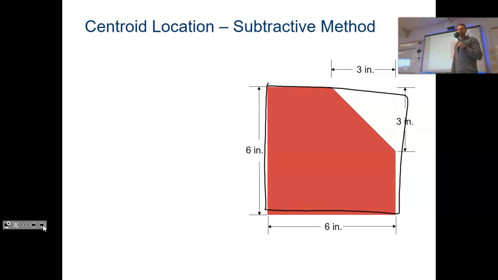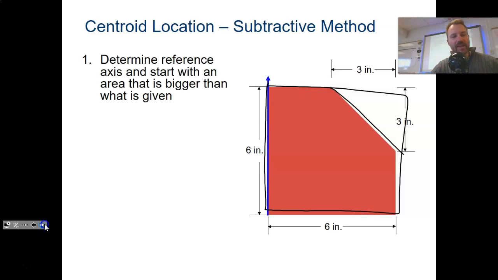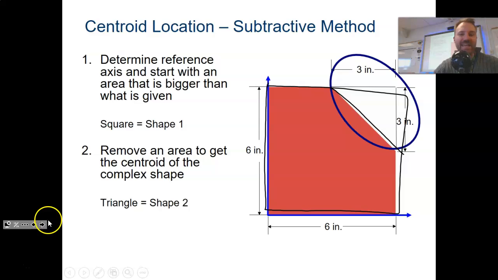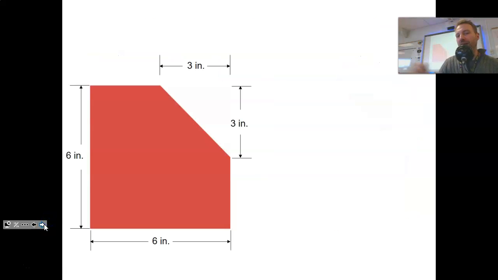Here's piece number 1 is a square, but piece number 2 is going to be a ghost triangle. I'm going to use negative area. So I can do this exact same problem, but I can take away the subtracted way. I can take away something and treat it as a negative area. And let me show you how I would do that.